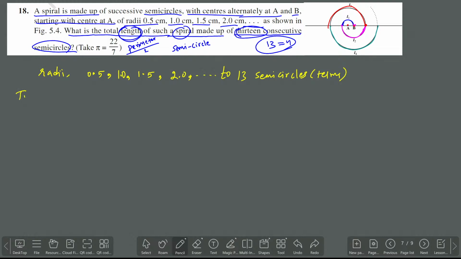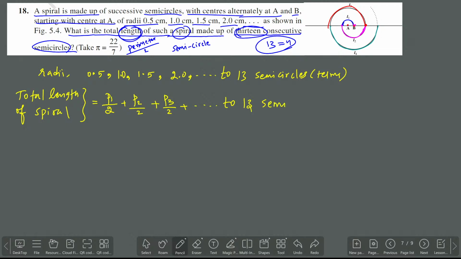Then the total length of spiral which they are given here, which is equal to what is that? Half of the perimeter of first semicircle, half of the perimeter of second semicircle, half of the perimeter of third semicircle, and it's going to 13 semicircles. It's going to what, my dear? 13 semicircles it's going on.